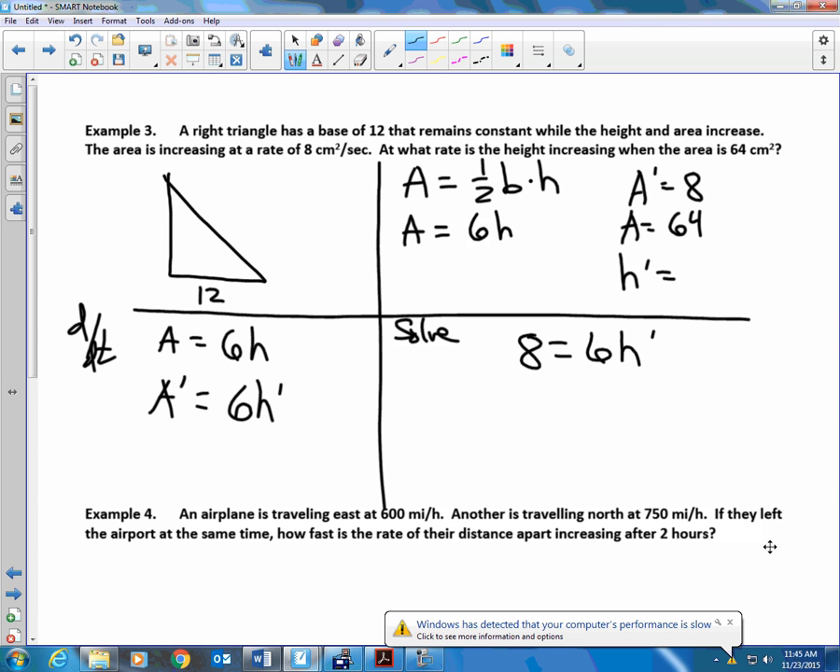So I didn't need the current height. I didn't need the current area. All I need to do is divide by 6, and I get 4 over 3 is equal to h prime. Or 4 over 3, what's my label? Centimeters per second.